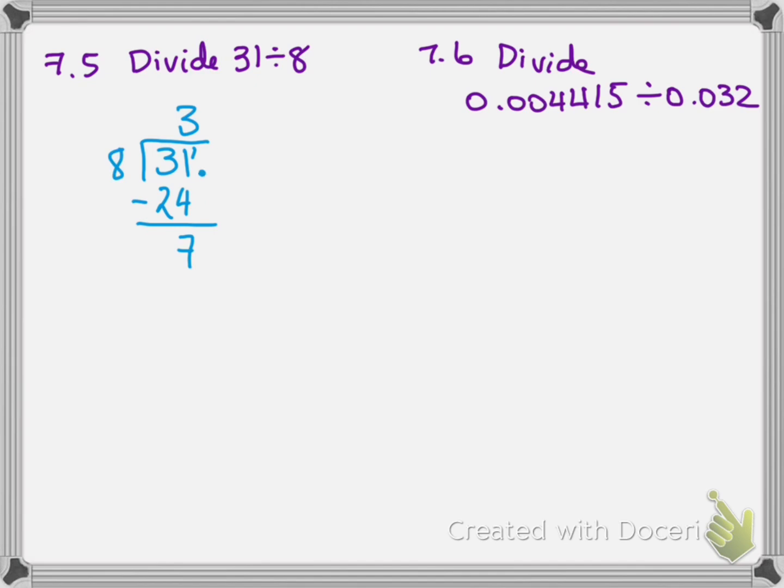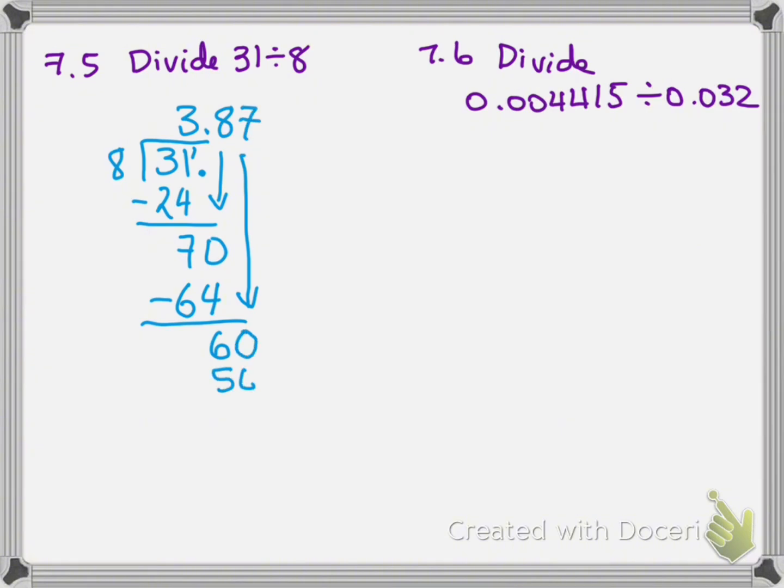So since the decimal is here, now we put it in our answer, and then we bring down a 0. 70 divided by 8 is 8, because 8 times 8 is 64, and 70 minus 64 is 6. We bring down another 0, and that's going to be 7, because 7 times 8 is 56, which leaves 4. And we bring down another 0, which in this case is 5. And that would be 40, because 8 times 5 is 40, and that's our answer.